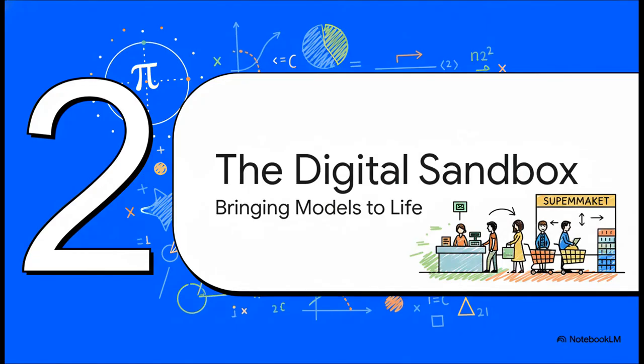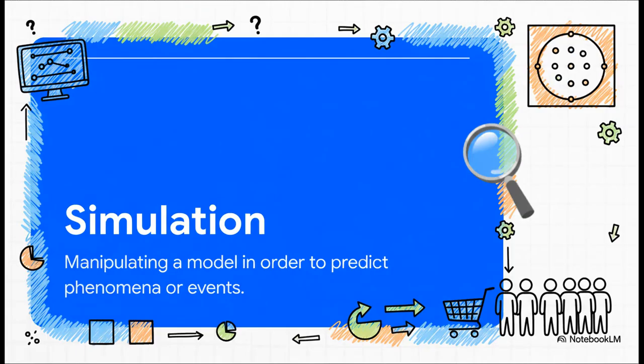So once we have our blueprint, our model, we need a place to actually bring it to life and test it out. And that's where simulation comes in. You can think of it as our digital sandbox. A simulation is basically the act of making a model run. We get to play with it, tweak the variables, and run it over and over again just to see what happens. It lets us predict outcomes without having to run messy, expensive experiments in the real world.